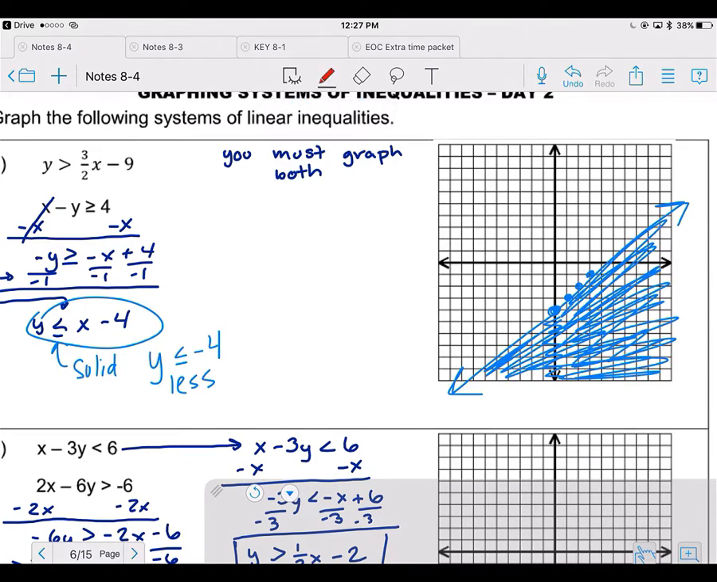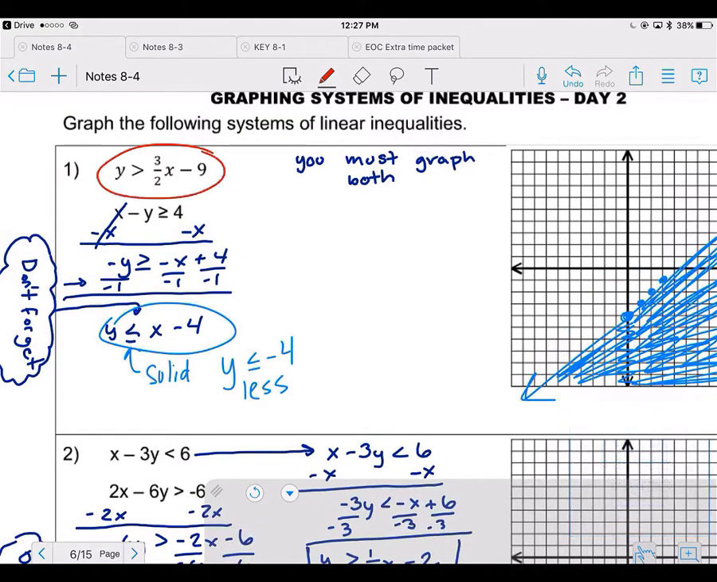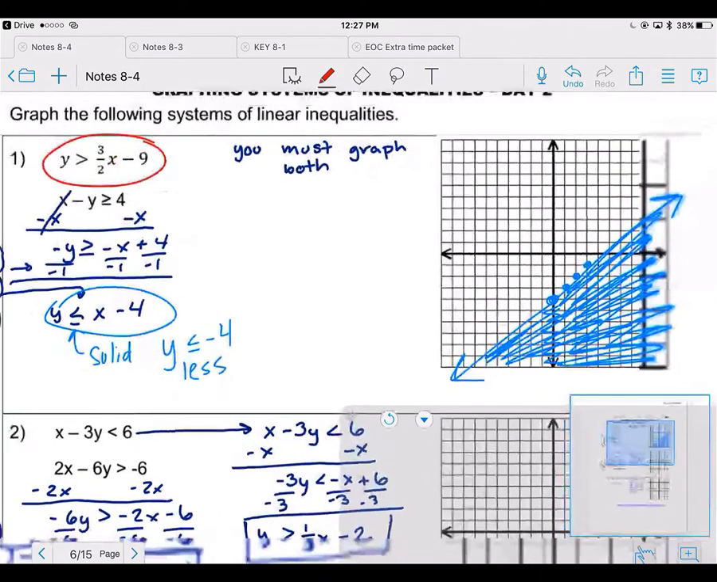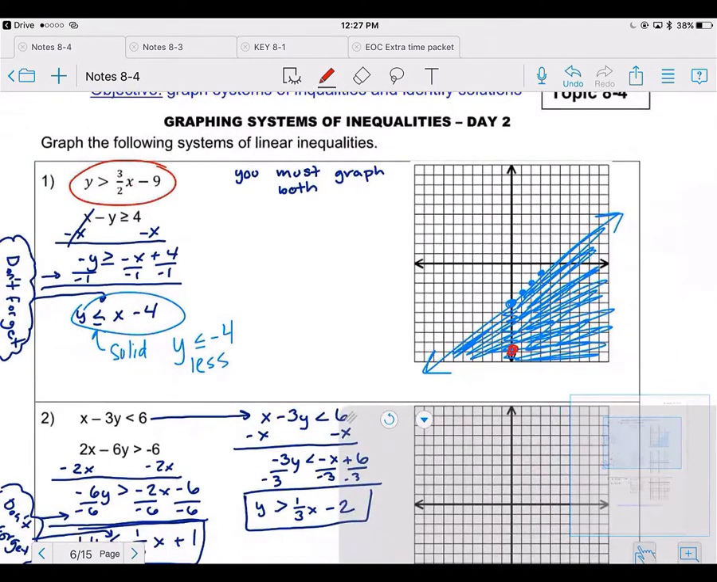Remember, if you get confused, always go back to that y-intercept and say what is less than -4. Less than would be lower, so I'm going to shade underneath that full line. This one we didn't have to solve, we just need to graph it. So we start down at -9. My slope is up 3, right 2.